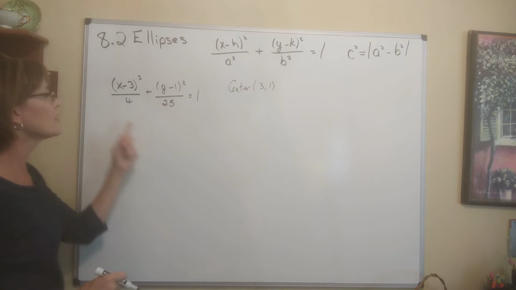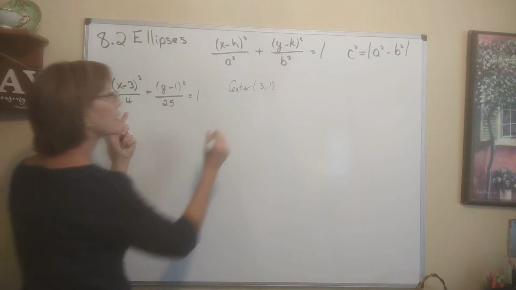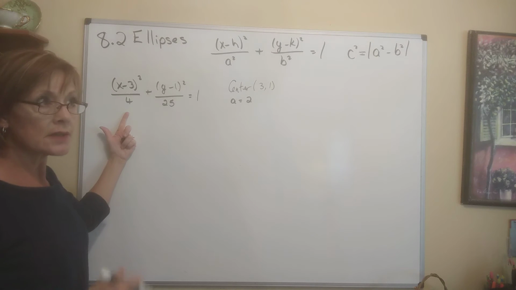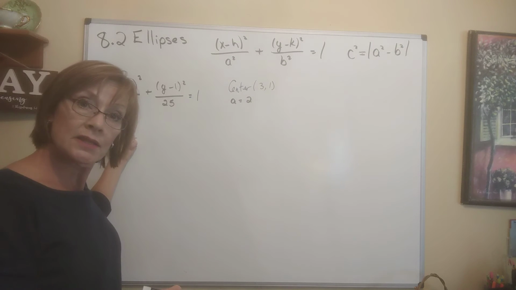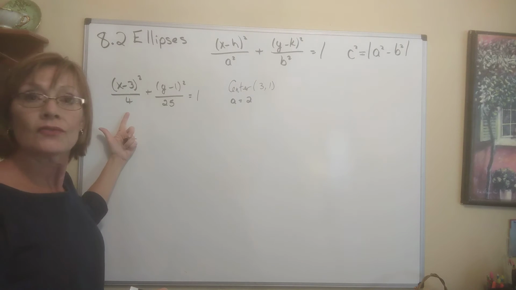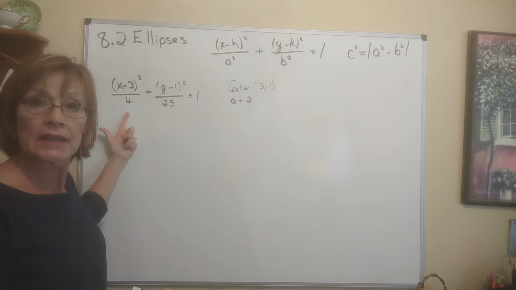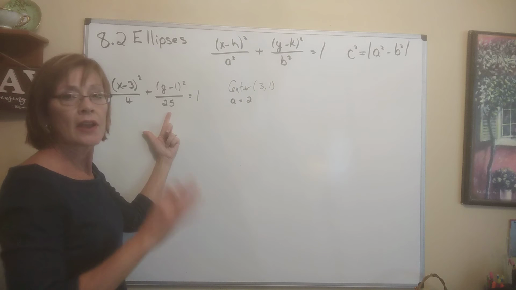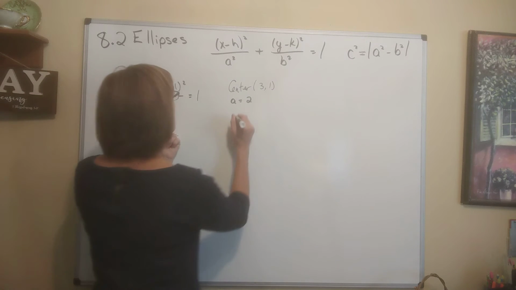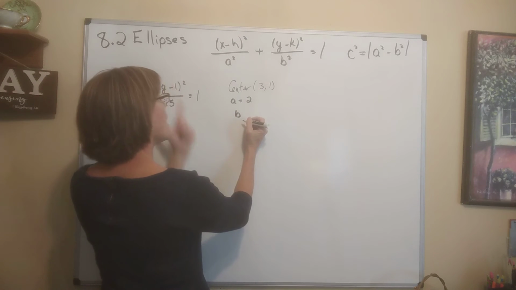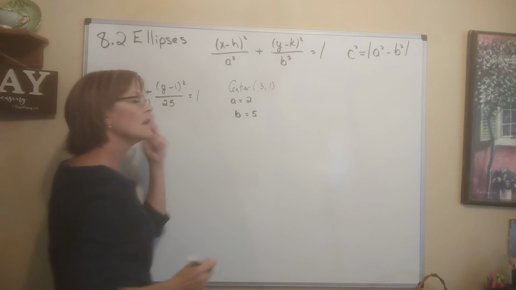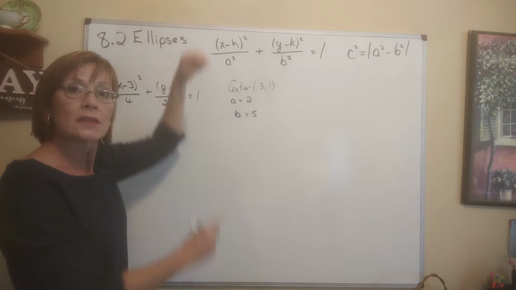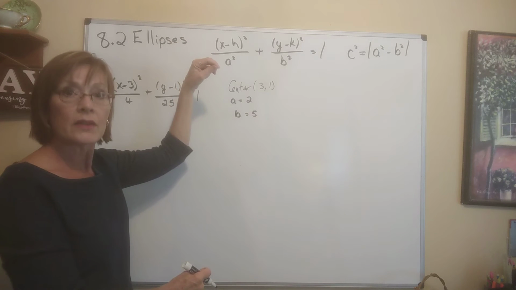All right, what is the value of a? Well, if a squared is 4, then a is 2. Technically, a would be plus or minus 2, but negative distances don't make any sense, so we take the positive number. Square root of 25 is plus or minus 5, we just take the positive because of distance. So b, because it's underneath y, is 5. Okay, great. Who is longer? Who's bigger? b is bigger. That means the major axis is on the y.